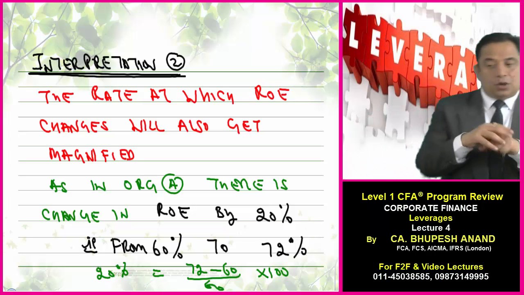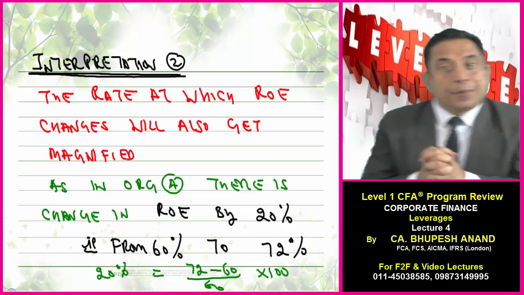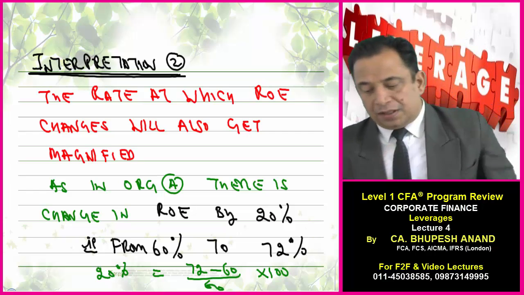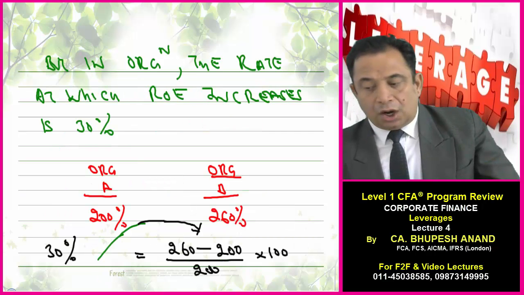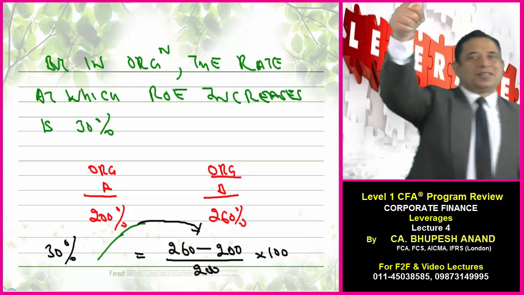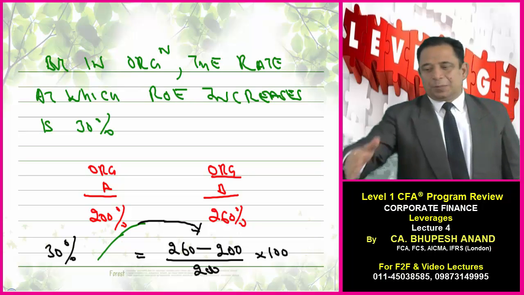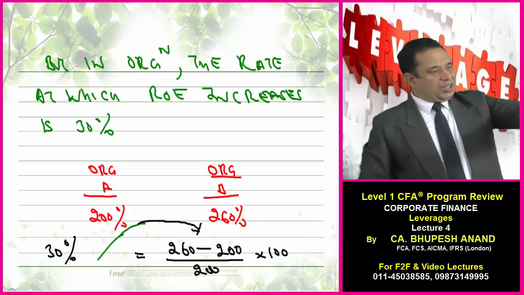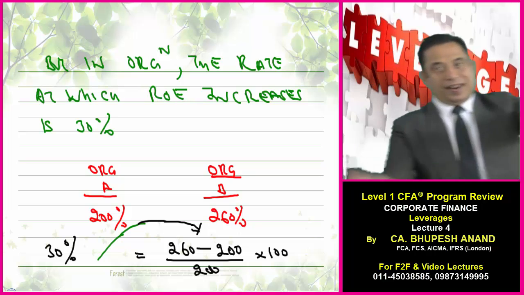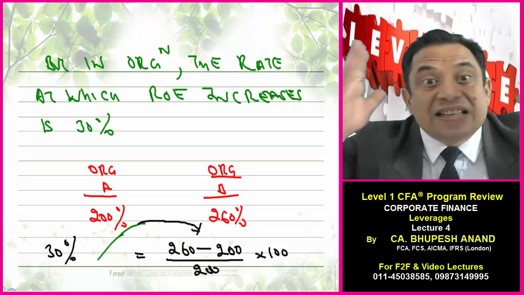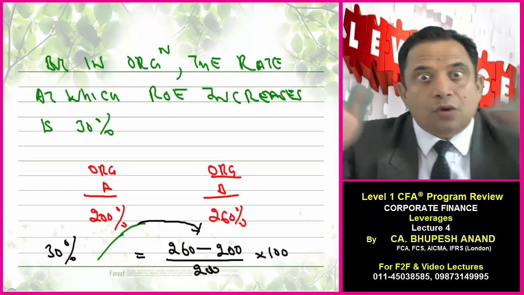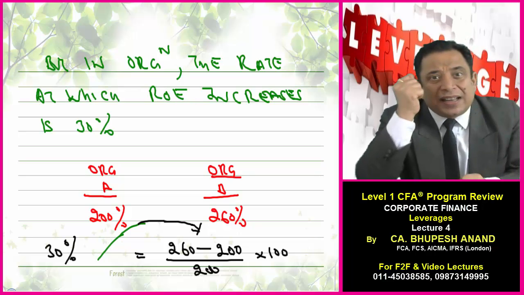The rate at which ROE changes will also get magnified, because in organization A there is a change in ROE by 20%. But in organization B, the rate at which ROE increases is 30%. If we increase EBIT by 20%, there will be a change in ROE by 30%. It means even the rate at which ROE is increasing or decreasing is also magnified with the help of financial leverage. So I can say there is a direct impact of financial leverage on ROE.